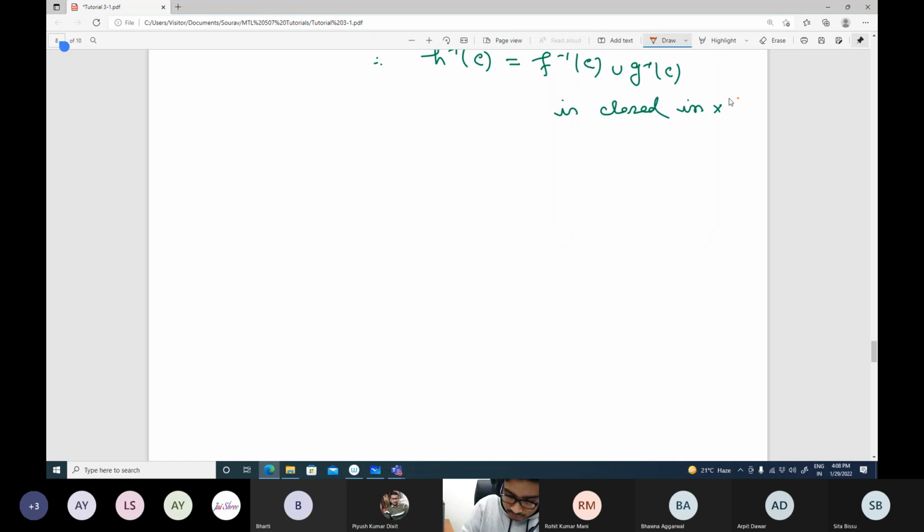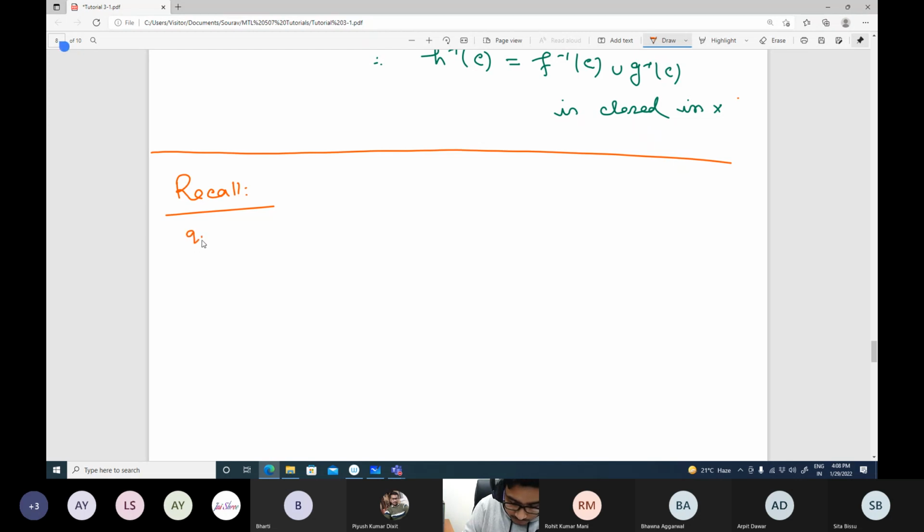Okay. This is recall first. Now tell me, what is a quotient map? Suppose you have spaces X and Y. Just write X and Y as topological spaces. Okay, so the topologies are understood. Let these be topological spaces.